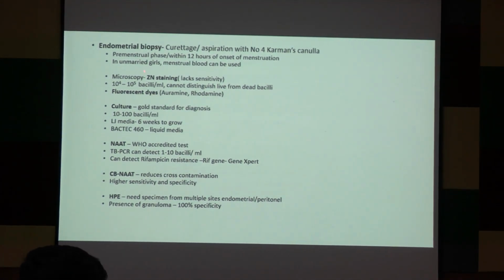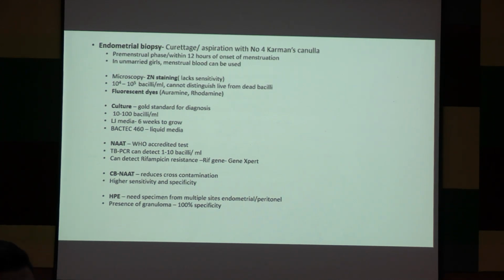কি টেস্ট করব? নাম্বার 1 is microscopy. Under the microscope, fluorescent dye, Zn staining, Ziehl-Neelsen staining. You have heard of Zn staining? Acid fast bacilli দেখতে পাওয়া যায়, reddish acid fast bacilli দেখতে পাওয়া যায়, সেগুলো.